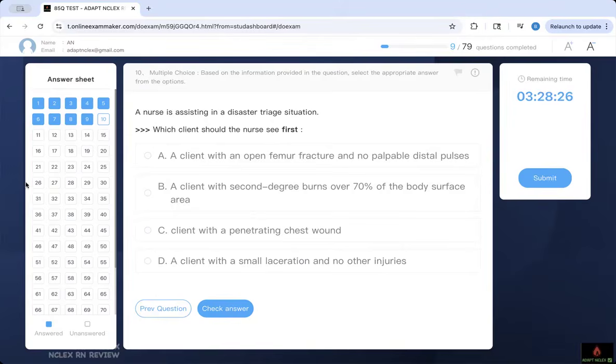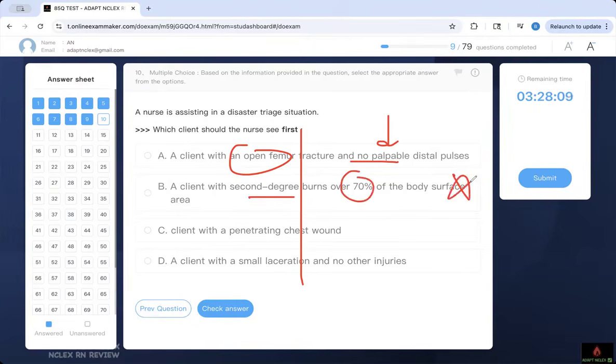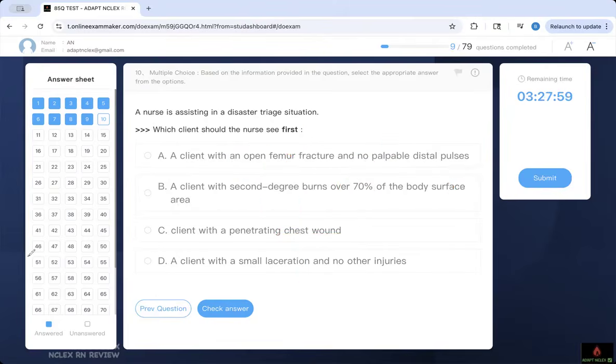Go with the buzzword and the bishop way of answering the question. And you know for triage, femur fracture, back problem. He has no pulse. Maybe he's bleeding, right? Second-degree burn, 70% of the body. He's not going to live. Penetrating chest trauma. I told you, chest is always your priority. Small laceration, no other injury. It's fine. Therefore, who are you going to pick? We're going to pick this guy.